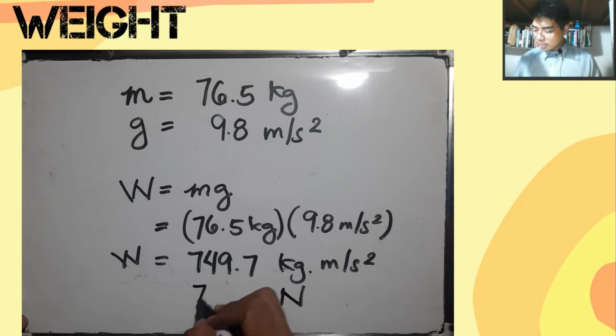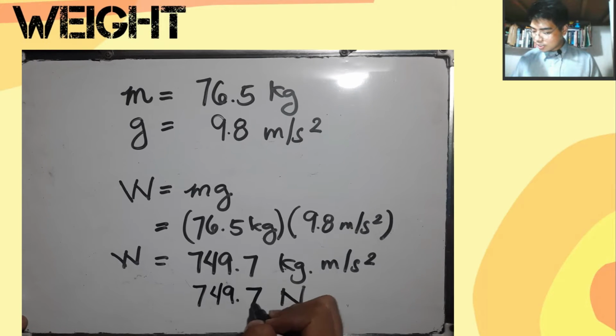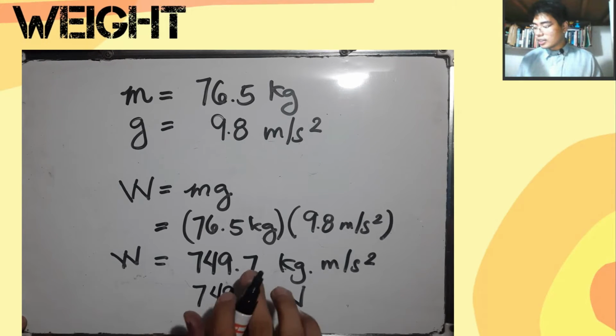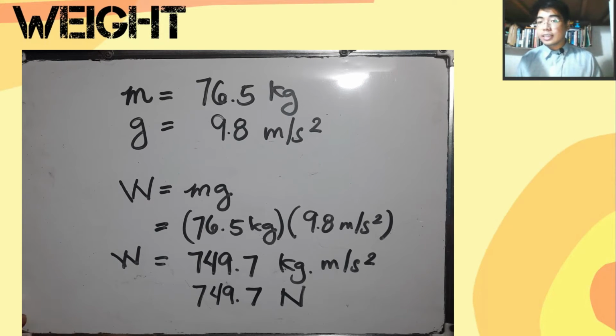So my weight is 749.7 newtons, or 749.7 kilograms times meter per second squared. So this is now my weight here on Earth. So that's actually how you're going to compute the weight of a material on Earth.